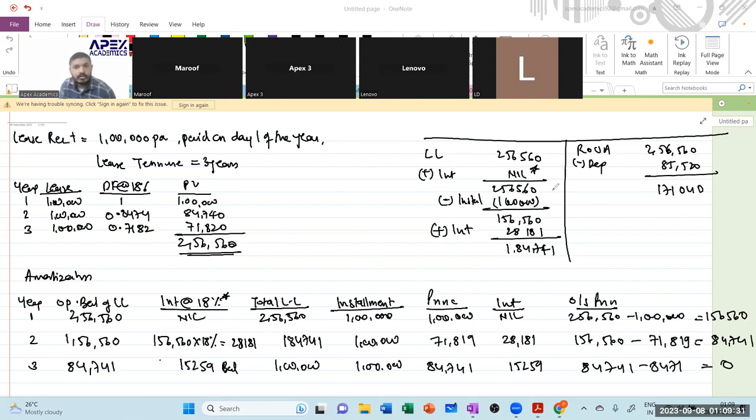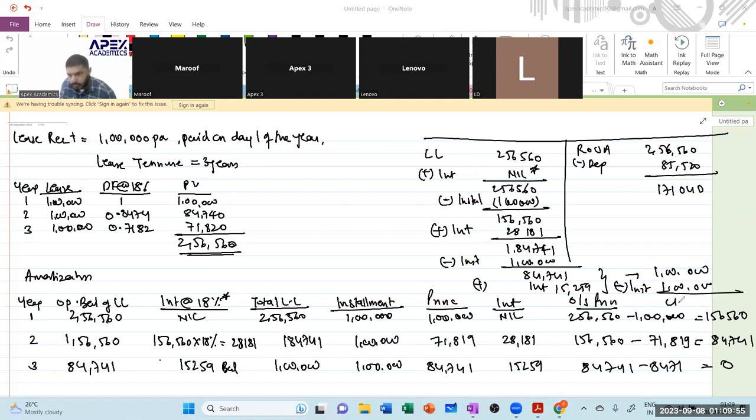Now, minus installment, how much? 1 lakh. How much are we left with? 84,741 plus interest 15,259 becomes 100,000. Minus installment 100,000. What is the closing balance? 0. I will put this in a red circle, and the opening also I will put in a red circle.